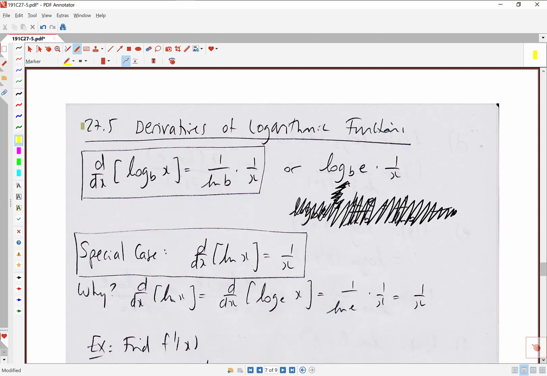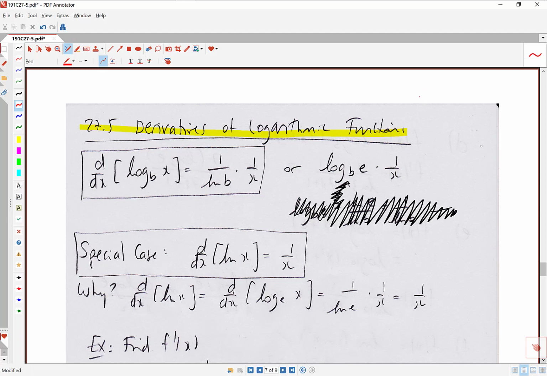So in this part of the video, we're going to talk about derivatives of logarithmic functions. And before we look at our derivative formulas, there's one fact that we need to know cold in order to make derivatives go smoothly. So we need to know this really well.